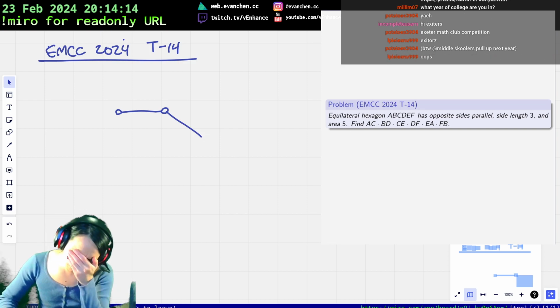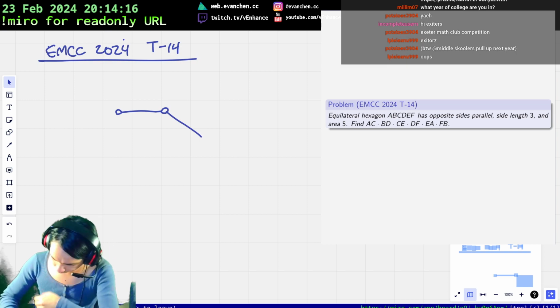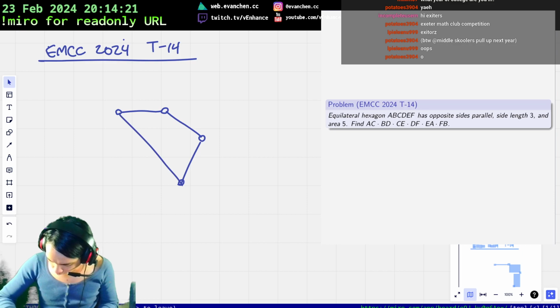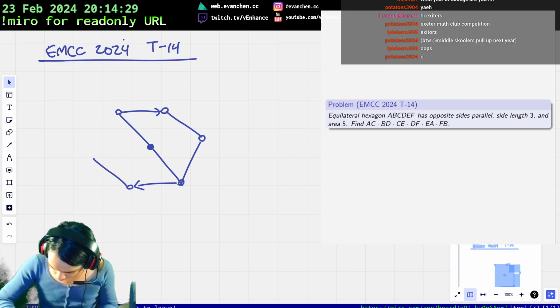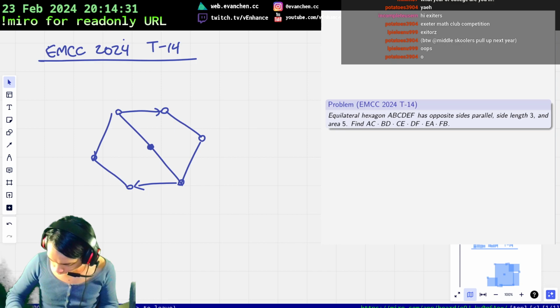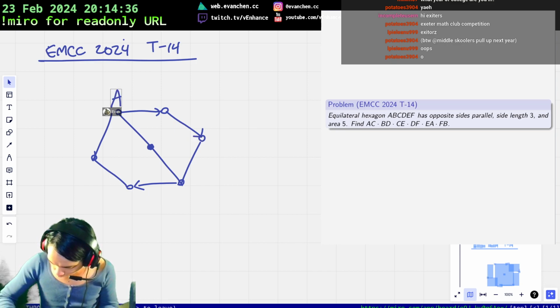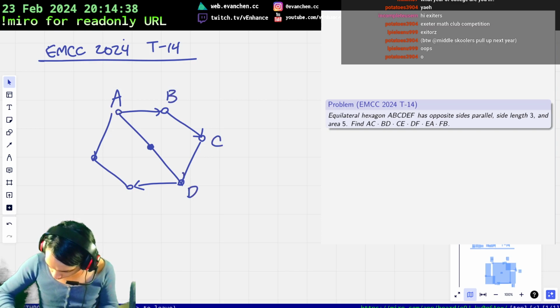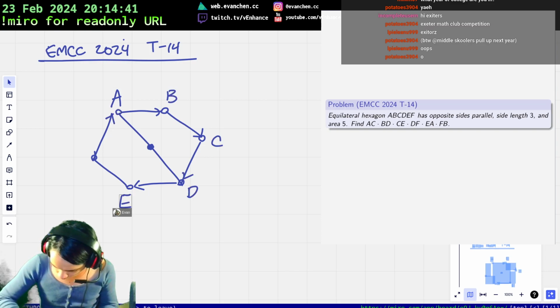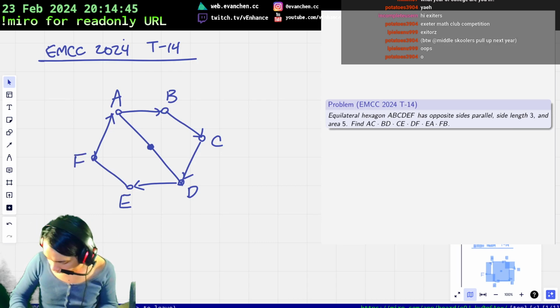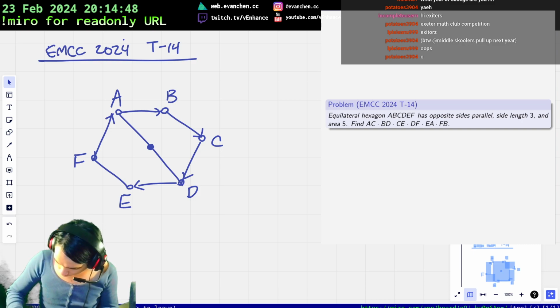Okay, so if it's equilateral with opposite sides parallel, I really should be drawing the center, right? So there's 6 vectors, and the vectors corresponding to the sides come in various pairs. So probably the cleanest way I can represent this is, we'll call them A, B, C, D, E, F. And then each of these vectors is a vector of length 3. And everything's symmetric around this origin.